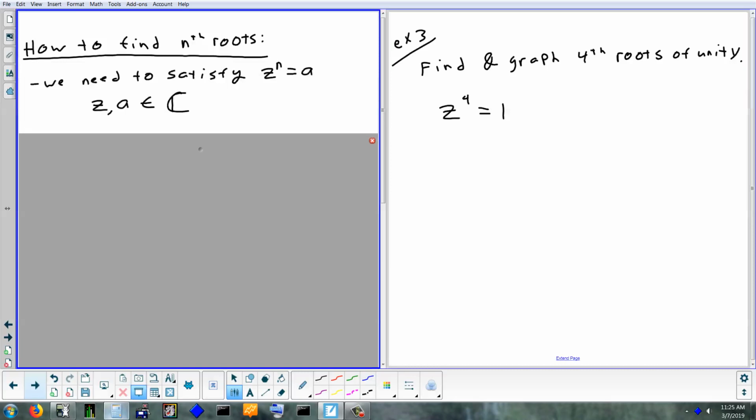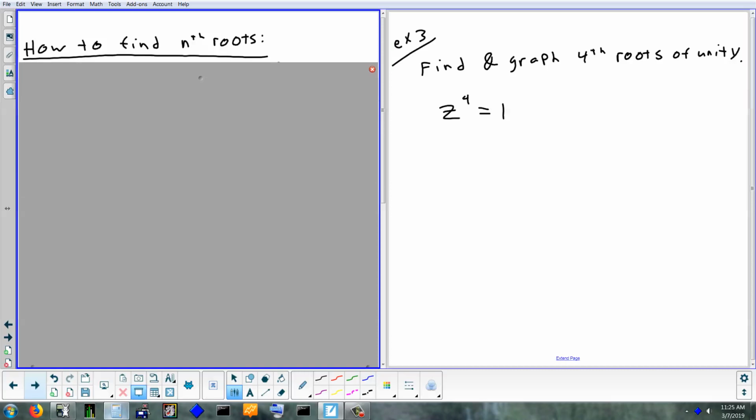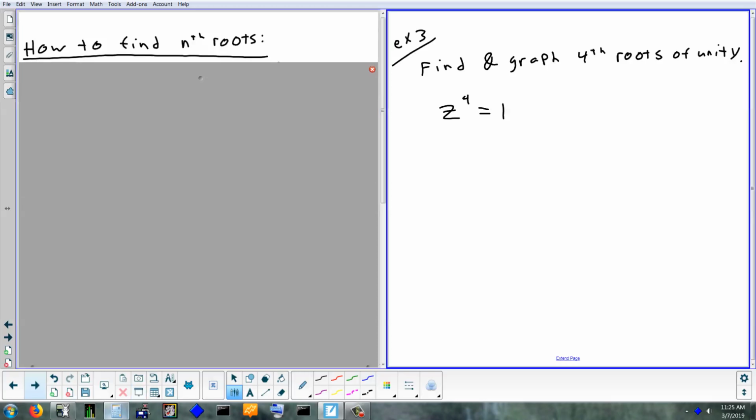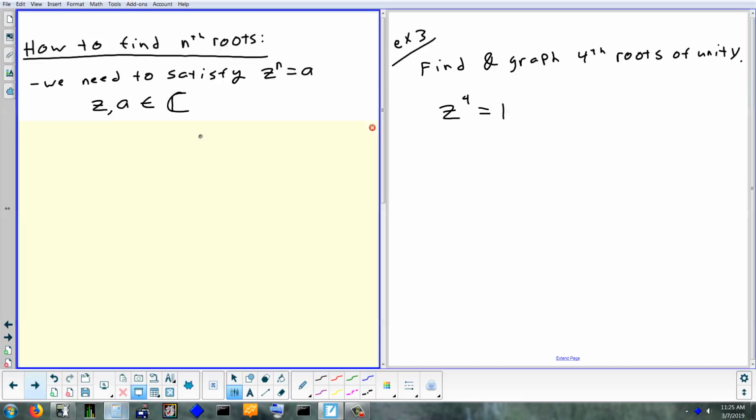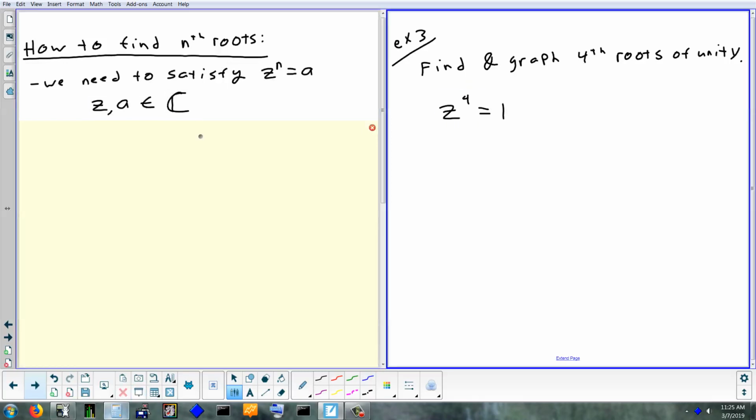All right. So basically what that says is, when you want to find nth roots, you set up an equation like that. That's your first step. Now remember, the 2 numbers z and a in this equation can be complex. They don't have to be real numbers. So in this problem, you will get 2 answers that are real for z. You're going to get 2 answers that are complex.